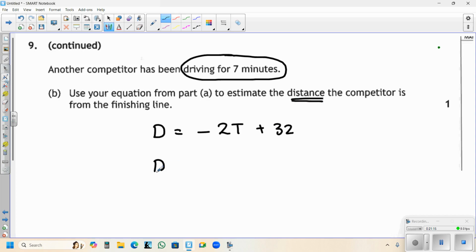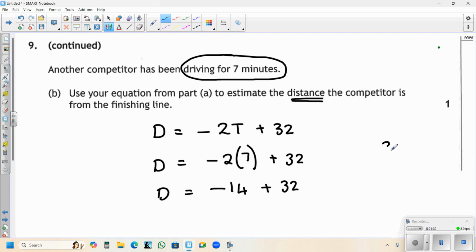So the distance from the finishing line is equal to negative 2 times the time. So that's times 7 minutes. Add on 32. So d is equal to negative 2 times 7 is negative 14. And we want to add 32 onto that. So we'll get 32, take away 14, make sure you write everything down. So can't take 4 away from 2, so we'll borrow 1, and that becomes 12. 12 take away 4 gives me 8, and 2 take away 1 gives me 1. So it turns out to be 18.